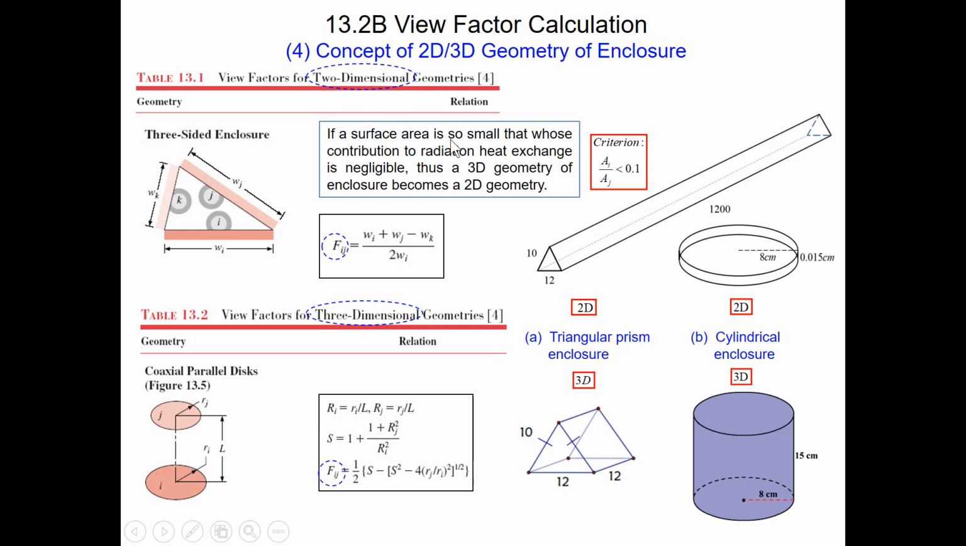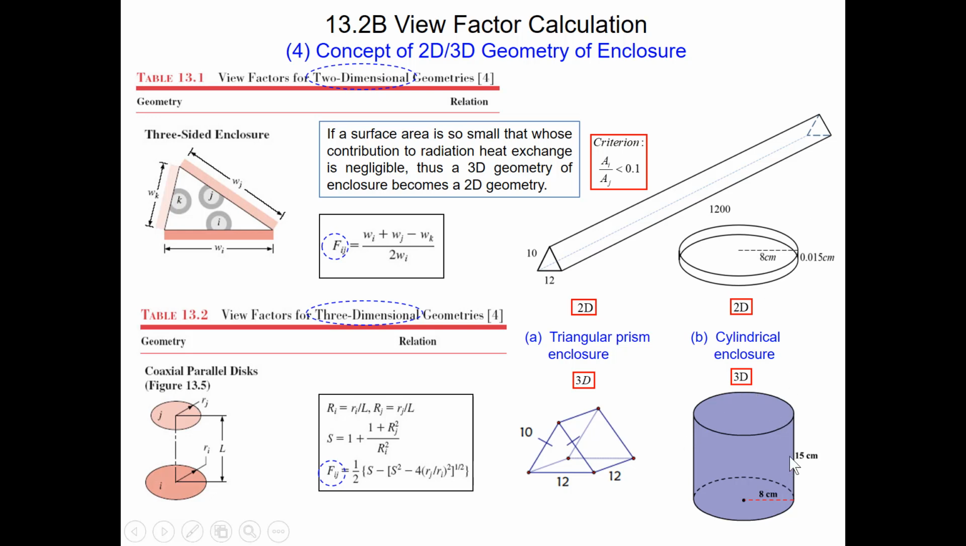If a surface area is so small, like these two end surfaces, their contribution to the radiation exchange between the three large surfaces can be neglected. Therefore, this 3D geometry of enclosure becomes a 2D geometry of enclosure.